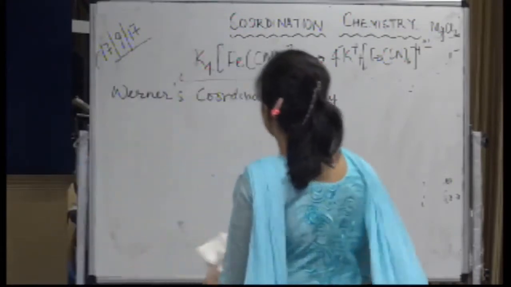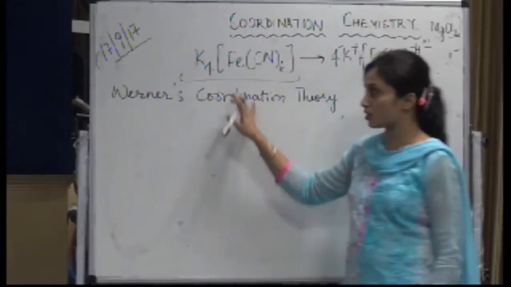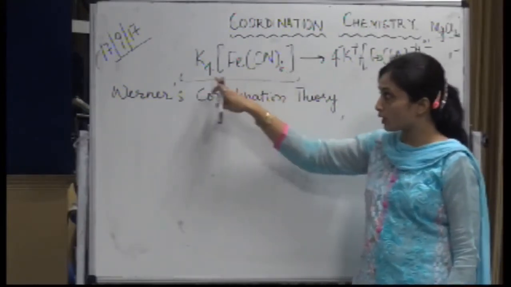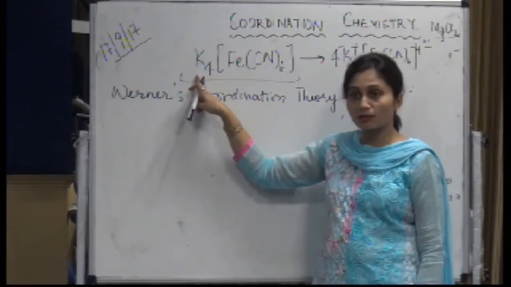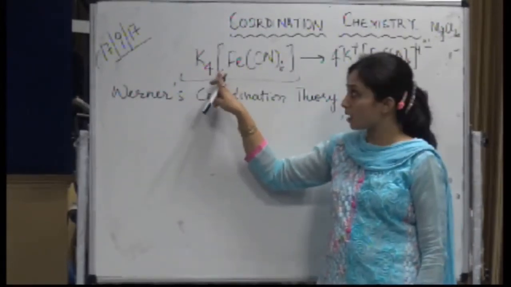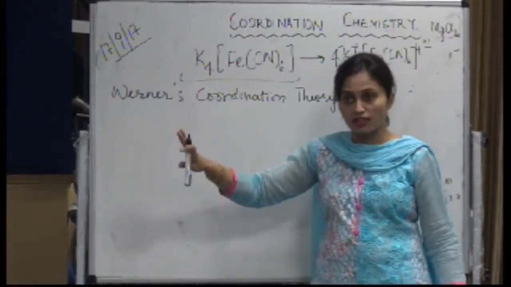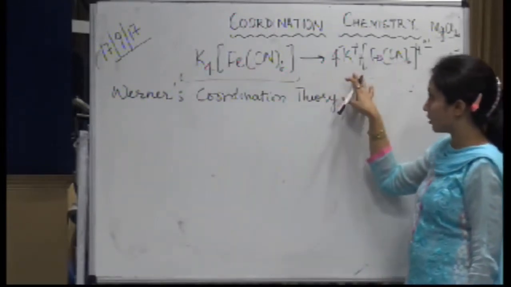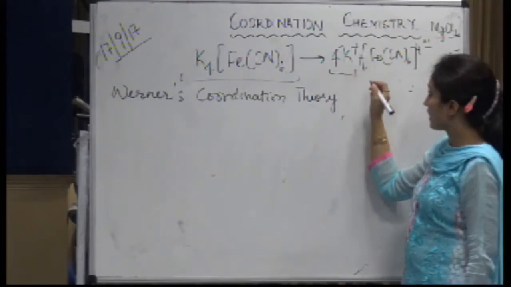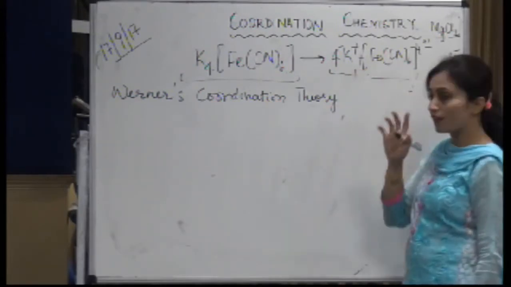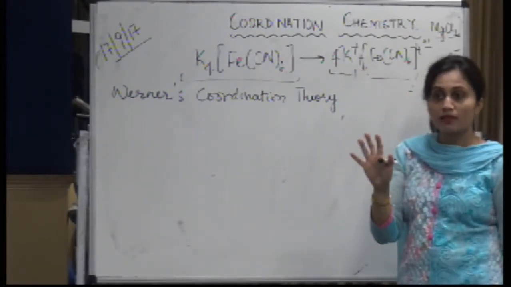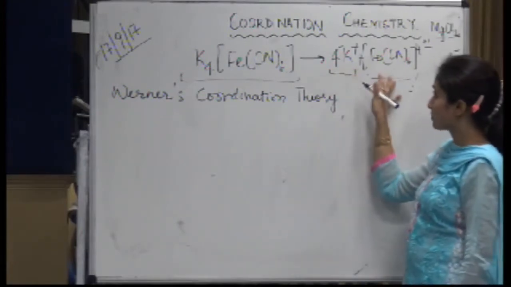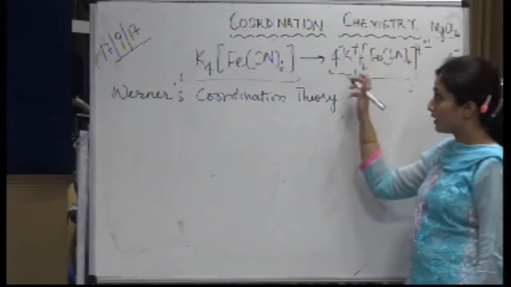Okay, now let's talk about Werner's coordination theory. A very simple example I have given already. Now I told you that the moment you add a coordination compound to water, whatever is outside will get dissociated. That means potassium was there outside, so it gets dissociated. So I got 4K plus and [Fe(CN)6] 4 minus. No need to write anything. Look up, put your pens down. What you have here is 4K plus and [Fe(CN)6] 4 minus.